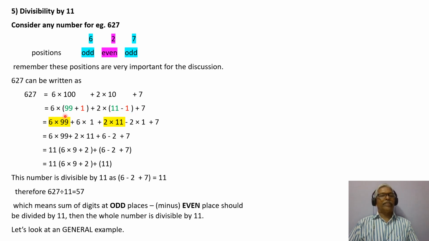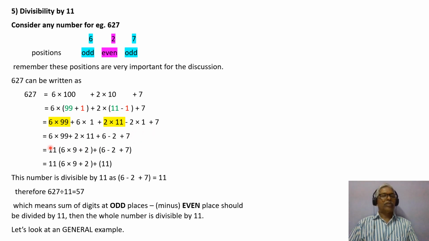This is again 10 and plus 7. Now we are multiplying the brackets. 6 into 99 plus 6 into 1 plus 2 into 11 minus 2 into 1 plus 7. Remember this minus sign. So 6 into 99 plus 2 into 11, bring this together, and 6 into 1 is 6, minus 2 plus 7. Don't get confused, just try to follow this, and this is actually very easy. Don't do it mechanically, try to understand this.